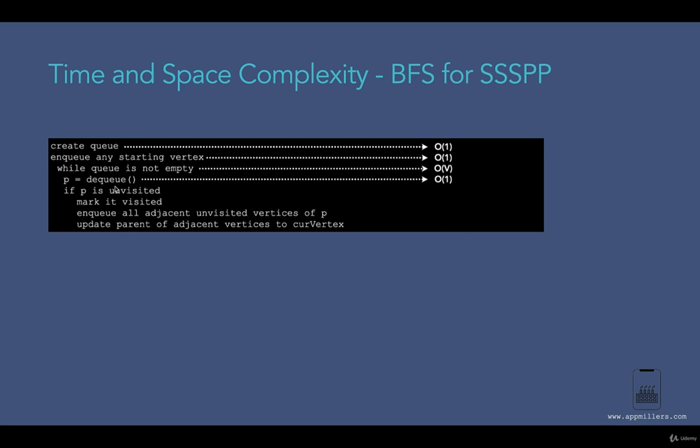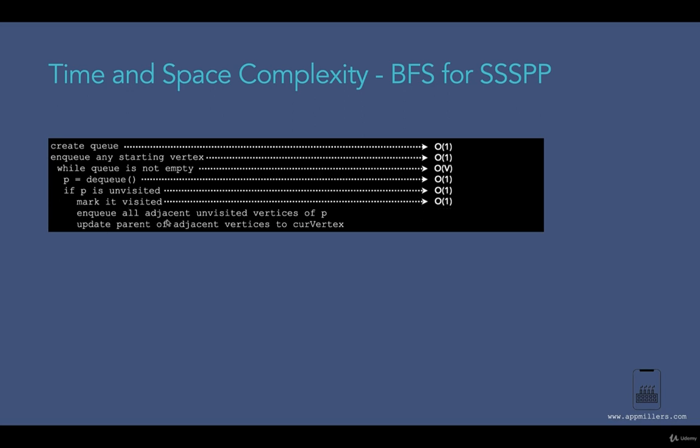Then we are checking whether this dequeued element is visited or not. If it is unvisited, we are going to do this operation. In this case, this if condition will take O(1) time complexity. Then we are going to mark it as visited. Updating the visited property will take O(1) time complexity.